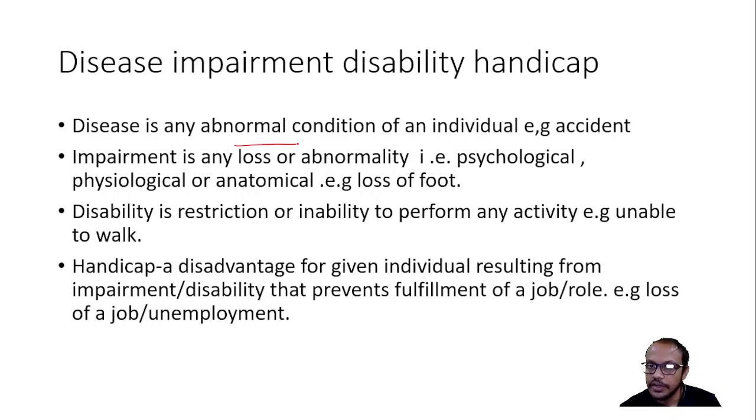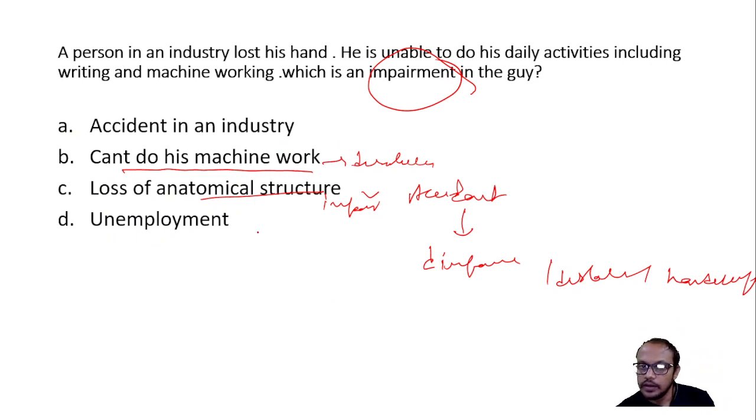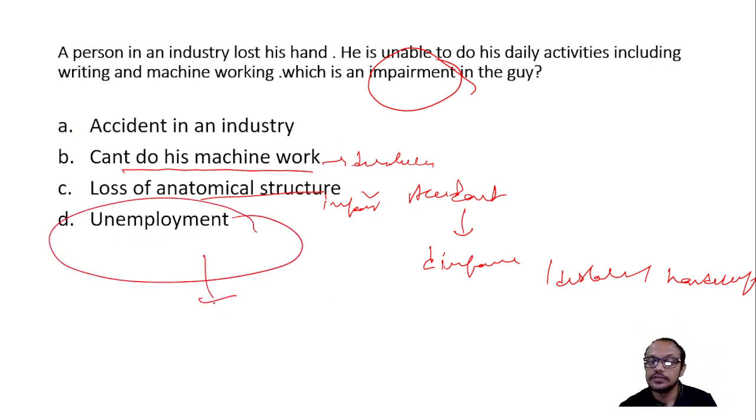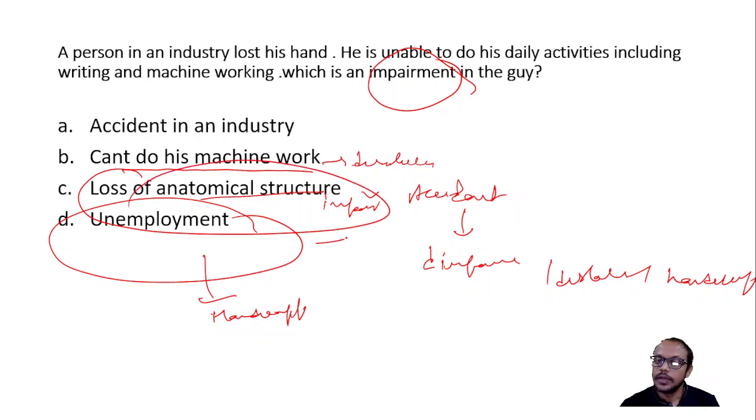Any disease, abnormal condition or accident is the first part. Impairment is a loss of anatomical, physiological, or any psychological structure or function. Disability is being unable to perform any activity, unable to work. Handicap is a disadvantage to a given individual resulting in unemployment, loss of job. So unemployment here is what kind of thing? This is handicap. Okay, loss of anatomical structure is impairment. The question is impairment, so the answer should be C. Okay.